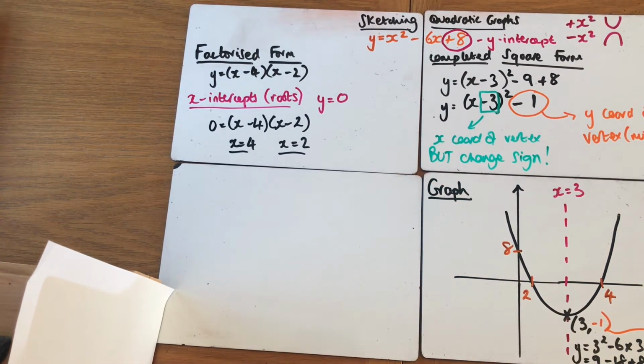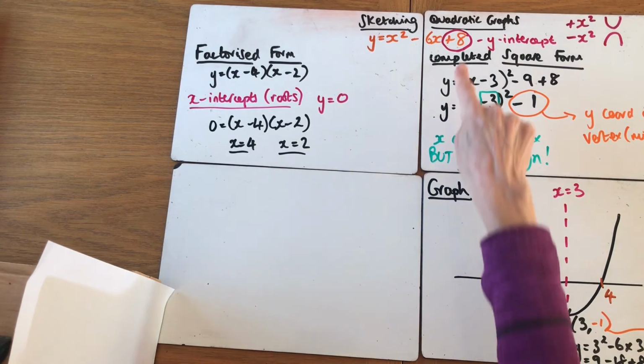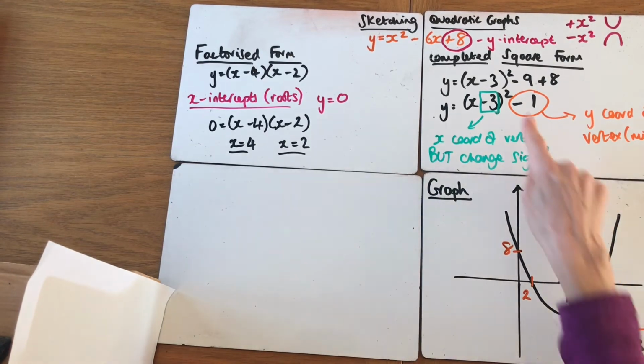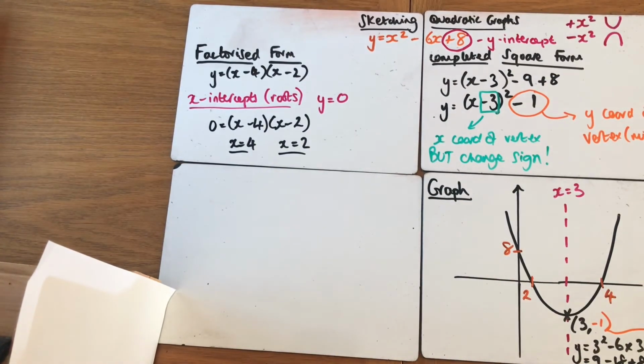So you need to change the sign. The factorised form will give us the x-intercepts. From that we can also get the line of symmetry. The normal form will give me the y-intercept, and the completed the square form will give me the coordinates of the vertex or the minimum point, and that also gives me the line of symmetry.